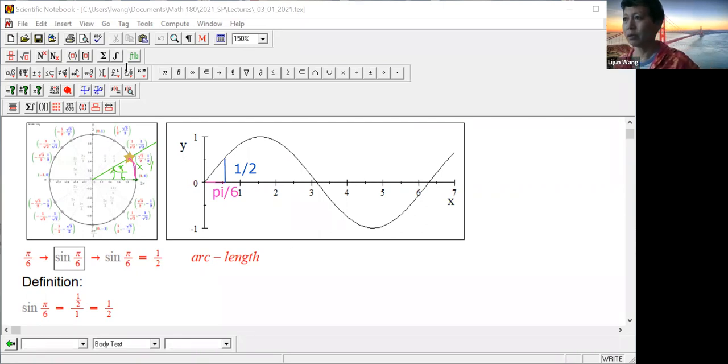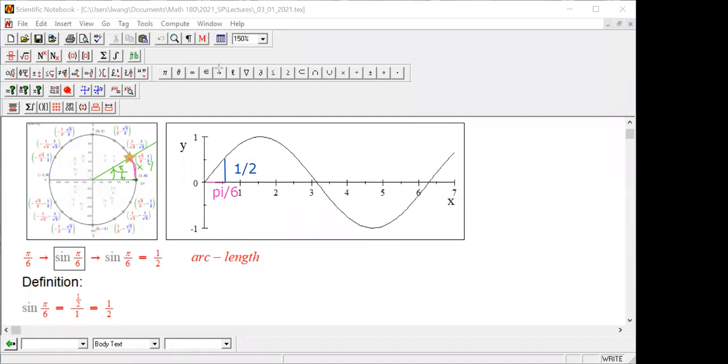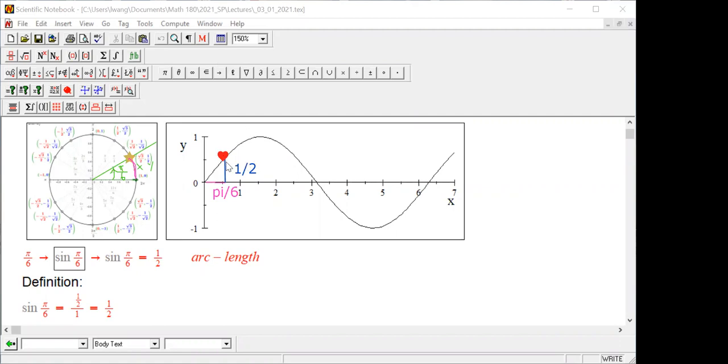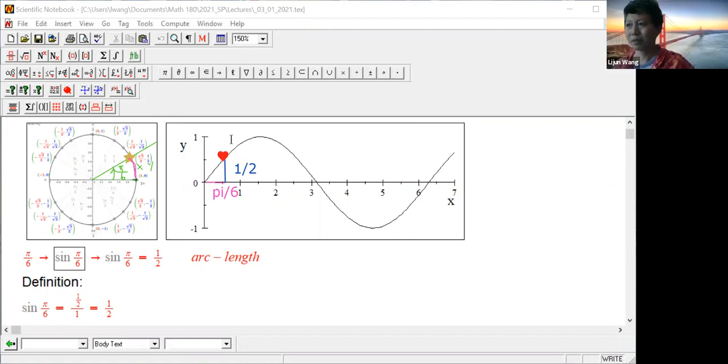So how would you mark that point? Pi over 6, comma 1/2. That's right. Perfect answer. Okay, how do you mark this point? This point is pi over 6, 1/2. So that's how the sine curve gives you the sine value. Do you understand it? That's what trigonometry taught us.